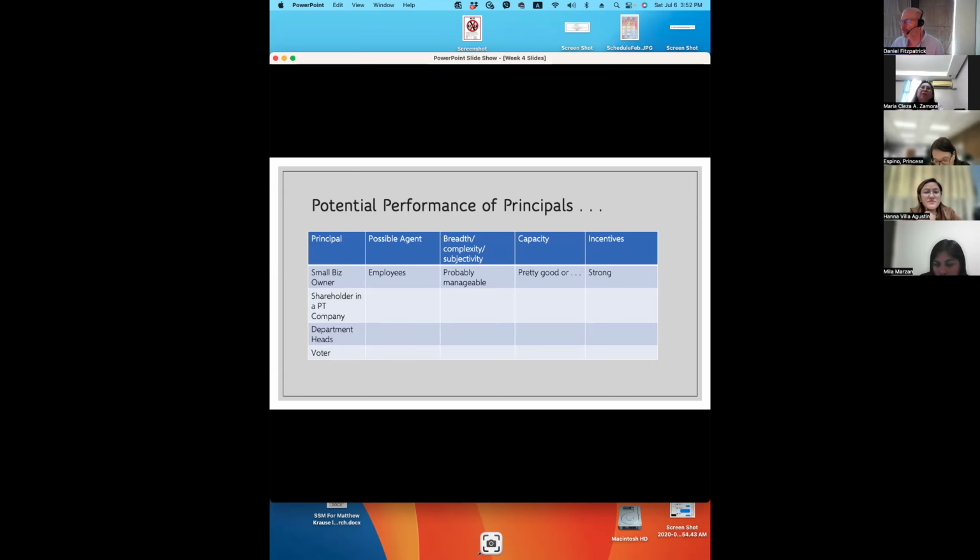Okay, shareholder in a publicly traded company. What is the immediate agent for shareholders? This is where you have to think about the structures of companies like Banco de Oro or San Miguel. What's at the top after the shareholders? I can't hear anyone. Unmute if you want to talk.